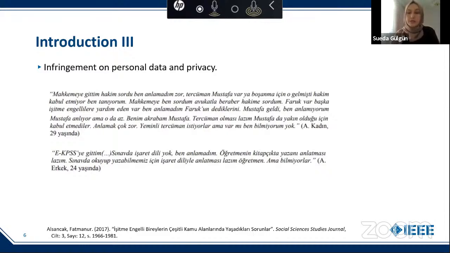These statements and our analysis highlight the seriousness of the problem. Communication issues that people suffer because they can't find a translator are described in the statements. Likewise, the structure of the sentences they create shows the weaknesses in Turkish grammar. For example, "mahkemeye ben sordum, avukatla beraber hakime sordum." We can hear it, we can see it.